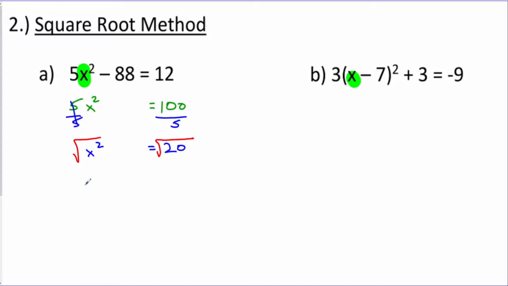I got x by itself. I've solved the equation, right? I do have a little bit of cleanup to do though, because again, if you're thinking about a quiz, all of your answers will always be in simplified form.